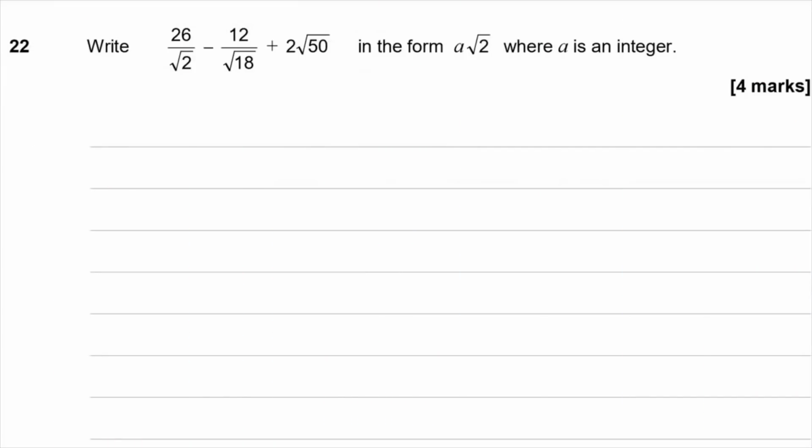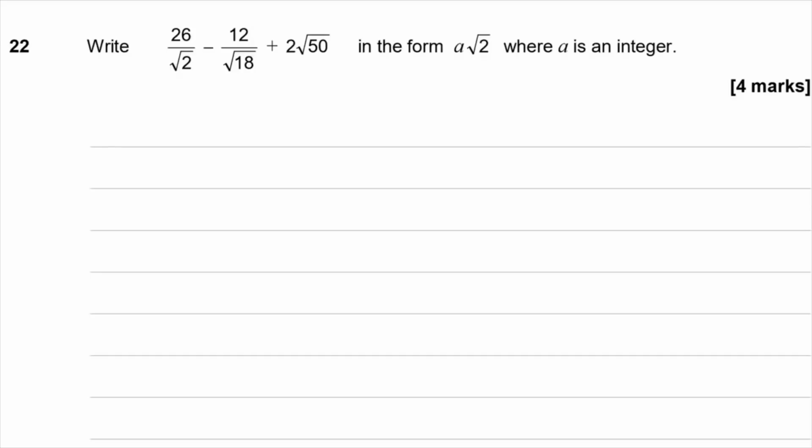Okay, time for a little bit of fun with surds. I've got quite a horrendous looking sum here. 26 over root 2 minus 12 over root 18 plus 2 root 50. And I need to somehow rearrange this so it's in the form of a root 2, where a is an integer. Okay, so how are we going to proceed?